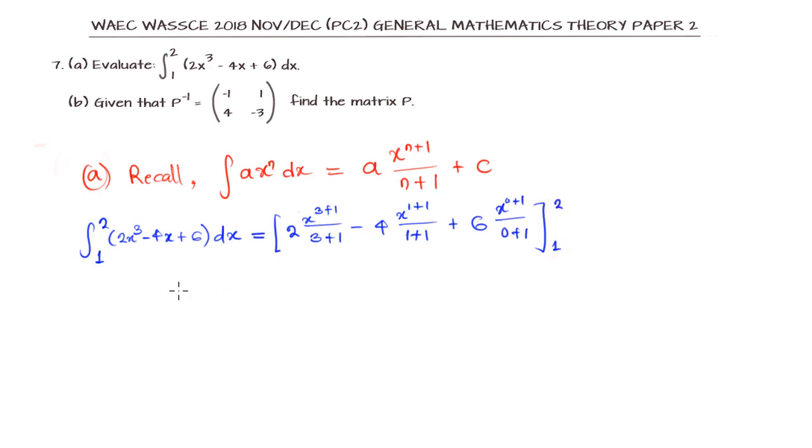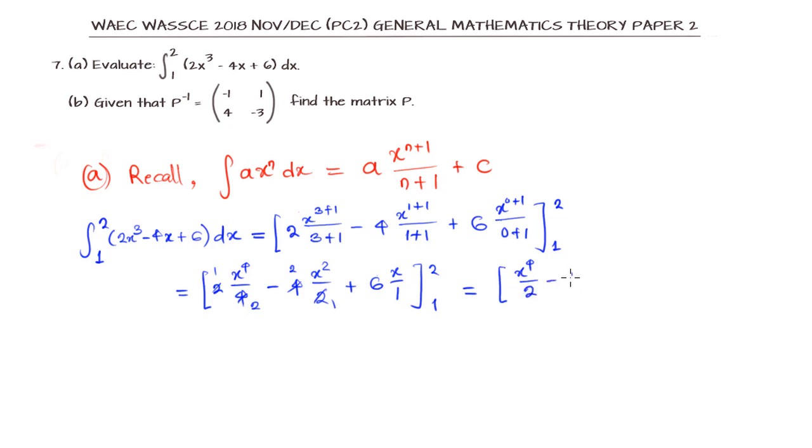Now, if we want to evaluate this, that will give us 2 times x raised to the power 4 all divided by 4, and 2 will cut 4, minus 4 multiplied by x squared over 2. 2 will also cut 4, then plus 6 multiplied by x over 1. And by the time we've simplified this, it will be x raised to the power 4 over 2 minus 2x squared plus 6x, and we take the integral value between 2 and 1. So first, we want to take the value at 2, evaluate, then take the value at 1 and subtract it from that initial value at 2.